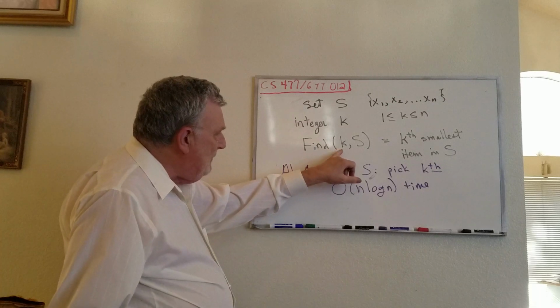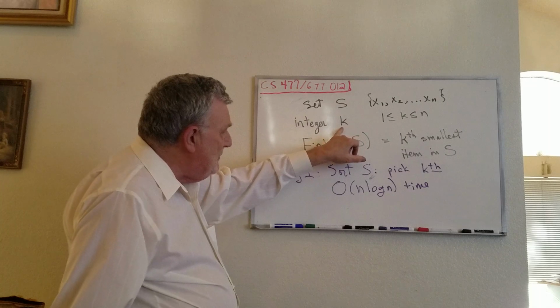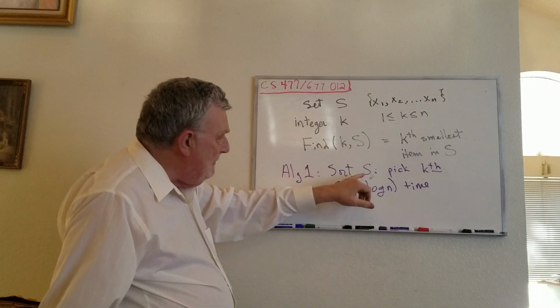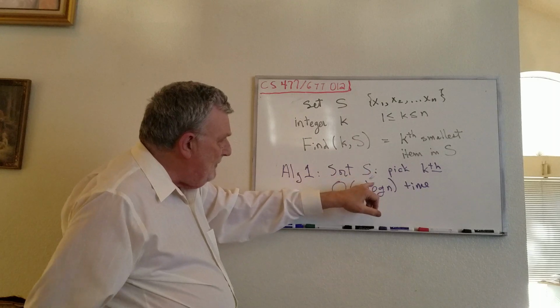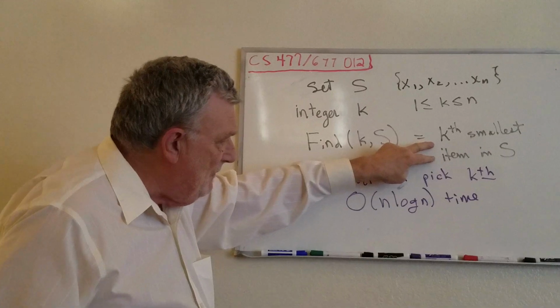Now, to execute find k S, you have a set S which has n elements, and an integer k which has to be something between 1 and n. And the output of this is the kth smallest item in the set S.